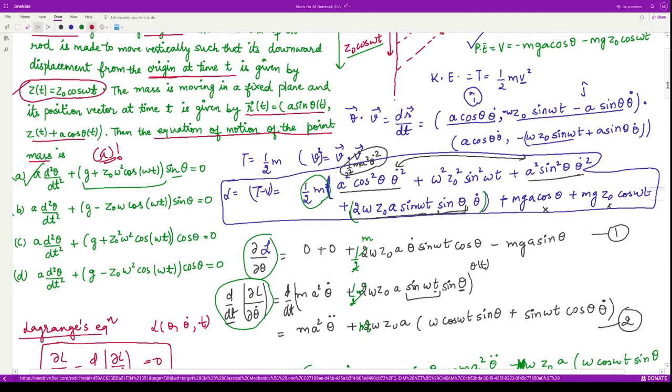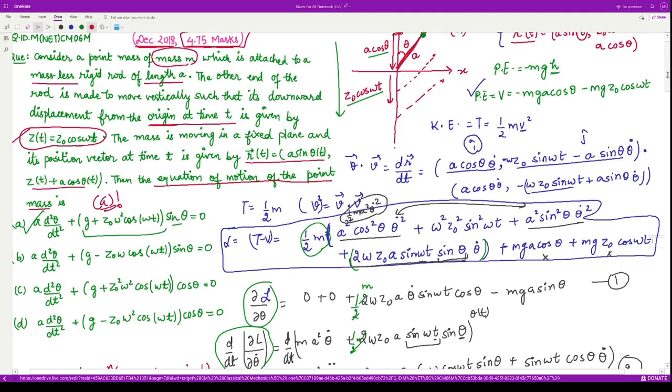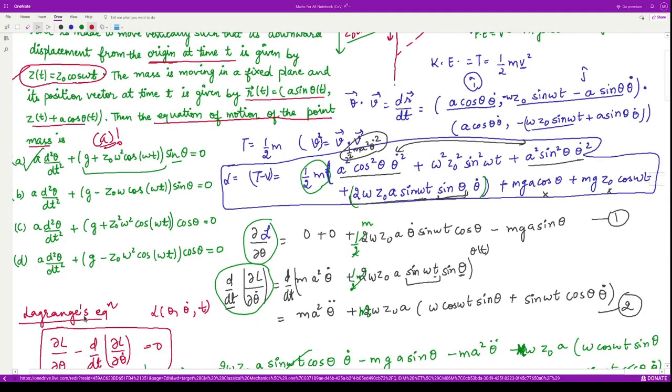Well, this is a quite lengthier problem, but it is worth solving it for 4.75 marks, and we can surely reach the solution if we just know the simple formulas of this Lagrangian and this Lagrange equation.